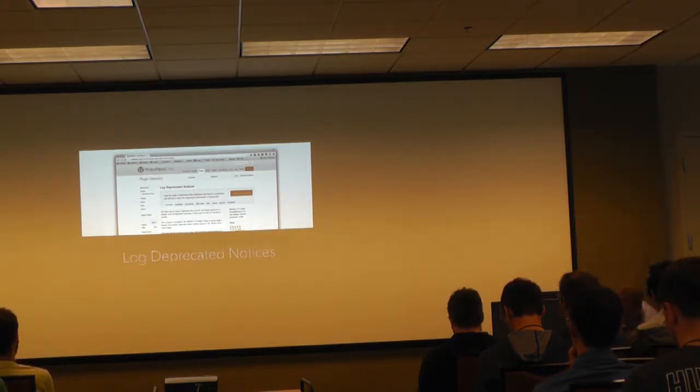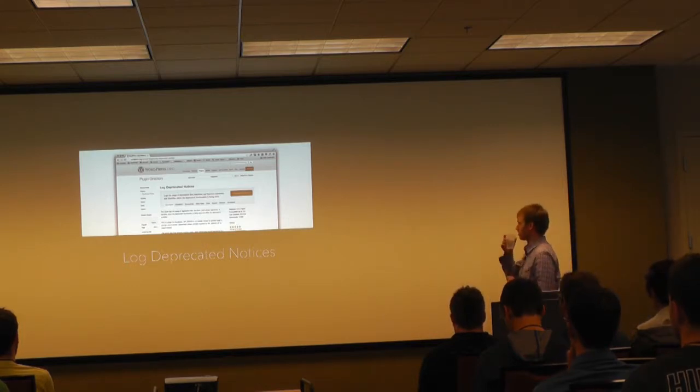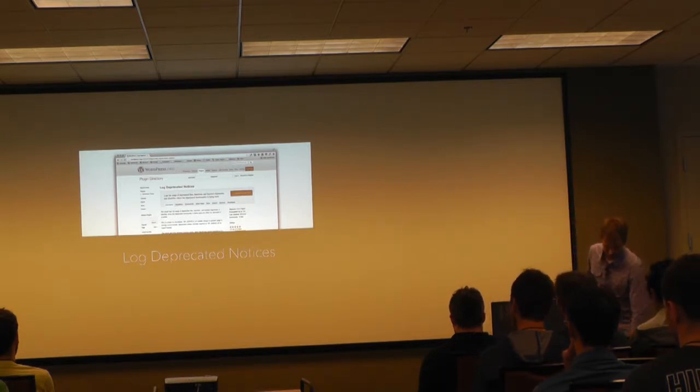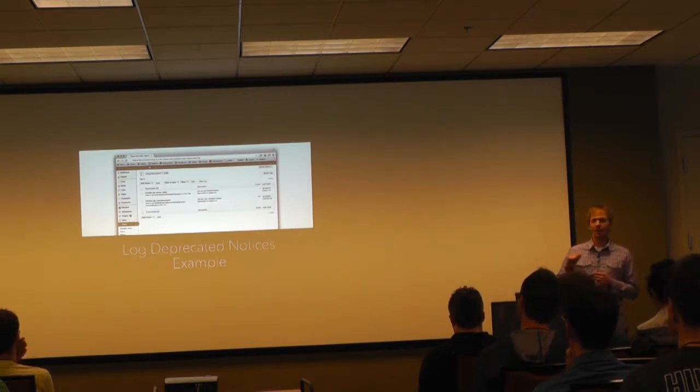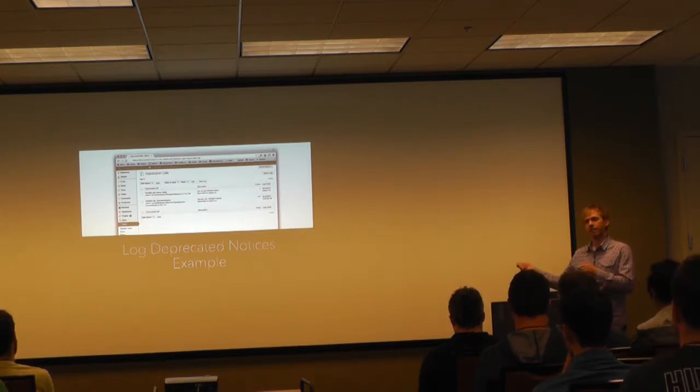Log deprecated notices. This plugin's been around for quite a while. It was just recently updated to 3.6 standards, I believe, even though it's not out yet. What this does, and in our example here, is it tucks in a little menu underneath your tools area, and it begins to log different calls in your plugins and your themes that you're using currently that have been or are going to be deprecated in the current release or the next release.